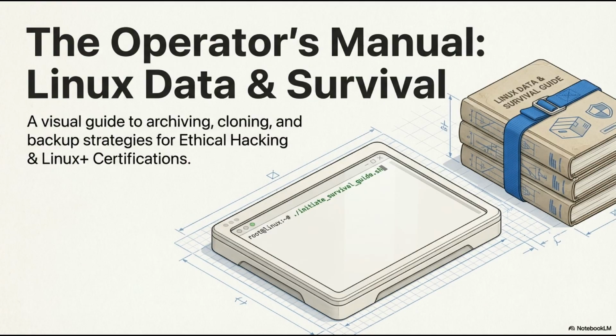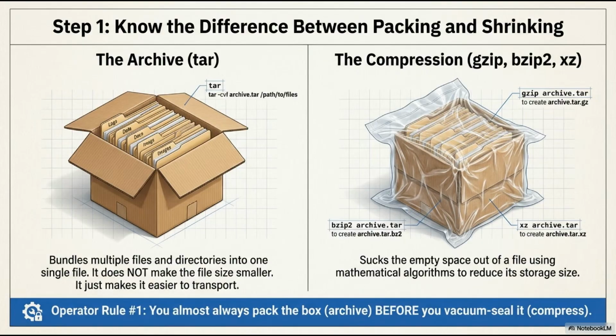Okay, so let's jump straight to slide 2, titled Step 1. Know the difference between packing and shrinking. The visual here shows the archive tool, tar, as a cardboard box, right? While compression tools like gzip, bzip2, and xz are represented as a vacuum seal bag. Yeah, which implies they do totally different things, even though people use the terms interchangeably all the time. All the time. But it's a vital distinction. Archiving is just bundling. Compression is mathematically shrinking.